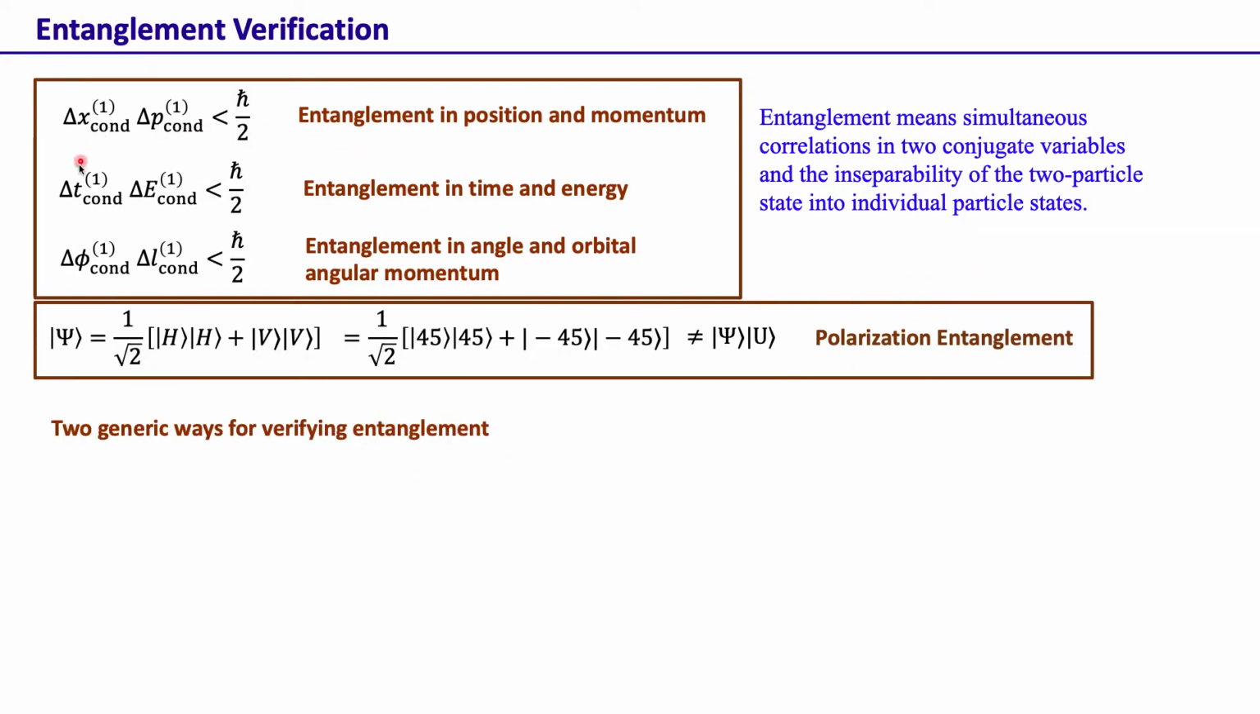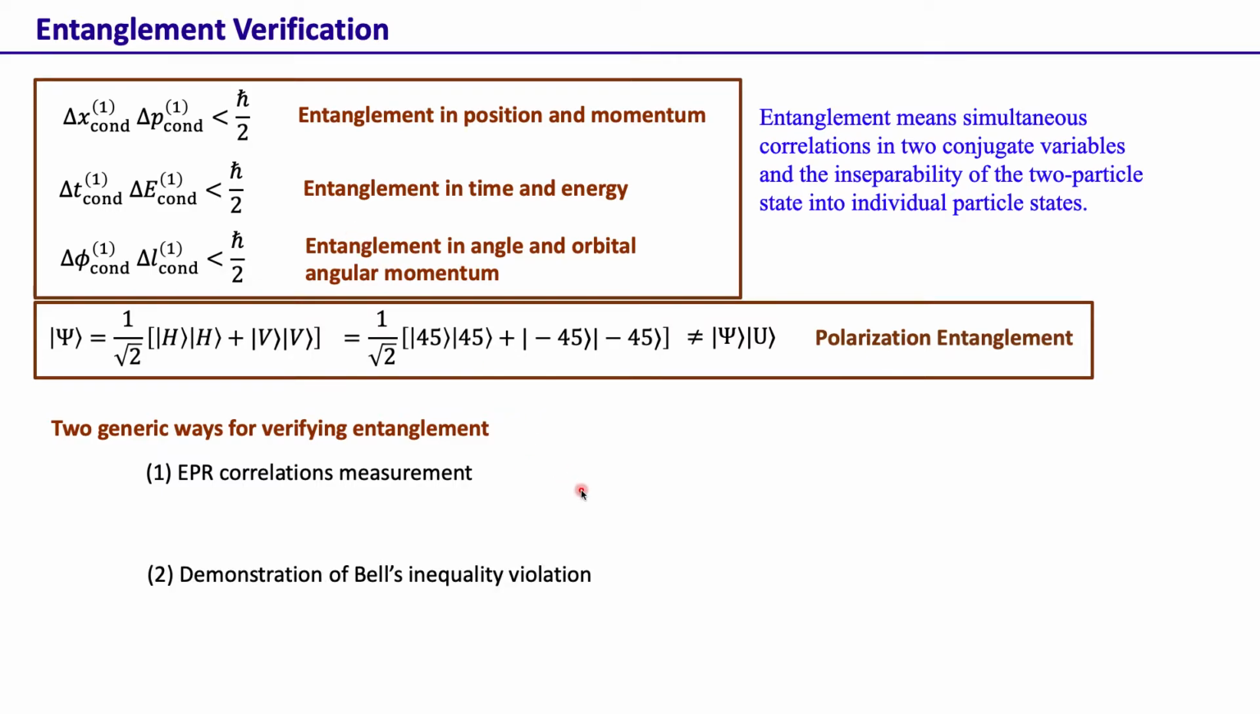This comes from the Einstein-Podolsky and Rosen argument that this conditional uncertainty can be less than h bar by 2. So there can be two generic ways of verifying entanglement, and one of them is through the EPR correlation measurement. When we say EPR correlation measurement, we essentially mean the measurement of the correlation of this form, that is, the conditional Heisenberg uncertainty correlation measurement. The other one is the demonstration of Bell's inequality violation, which is what we did in the last lecture.